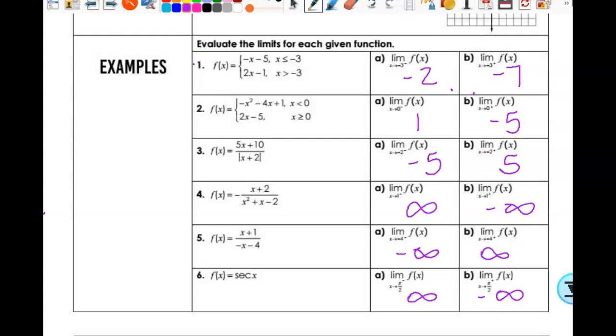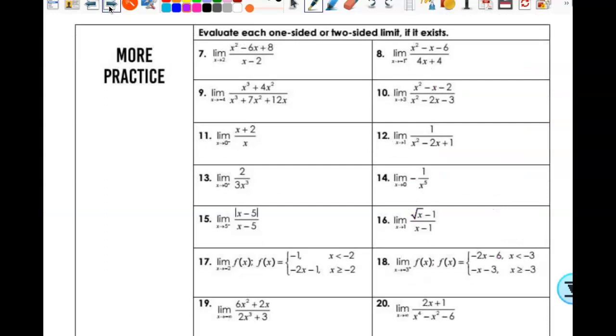So in order for it to exist, you have to approach the same thing. So honestly, none of these approach the same thing, right? So the overall limit that's not from the left or the right of all of these just wouldn't exist. Okay, so now we're going to look at some where it's kind of all mixed up. Some are asked from the left, some are asked from the right, some are just asked overall.